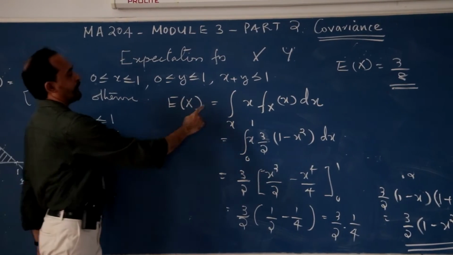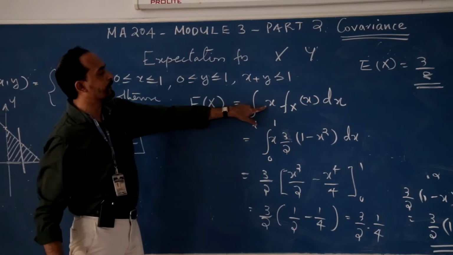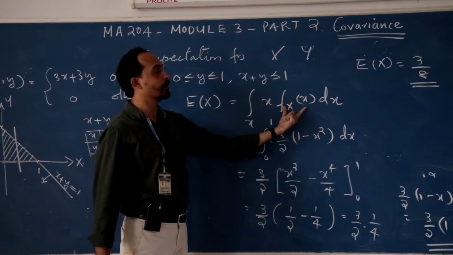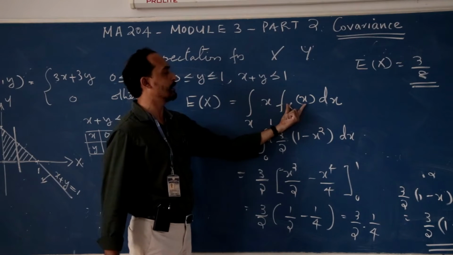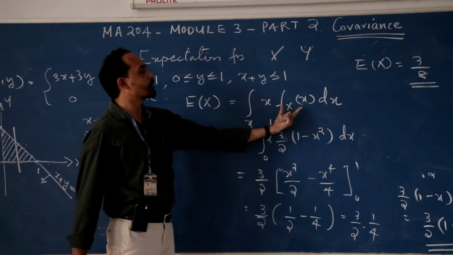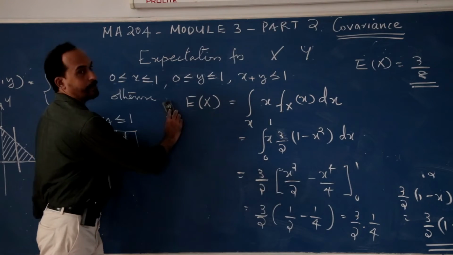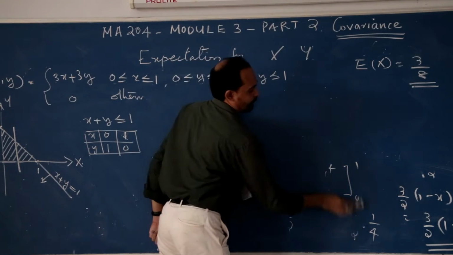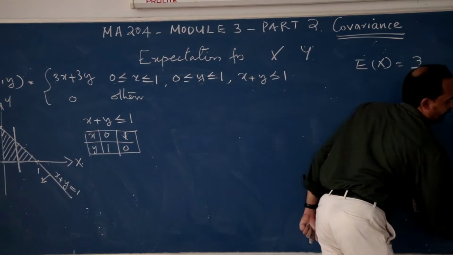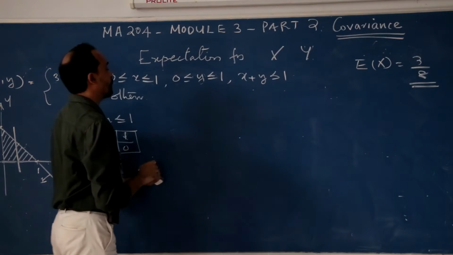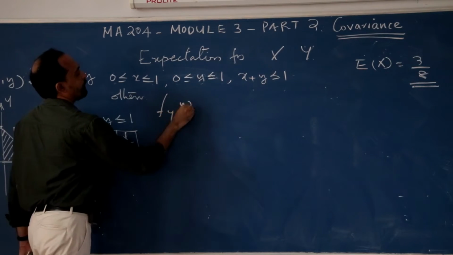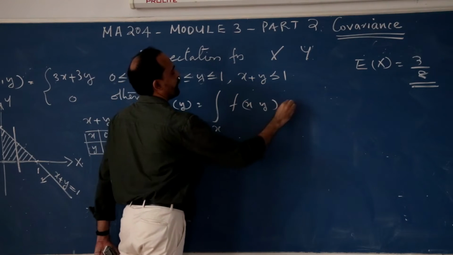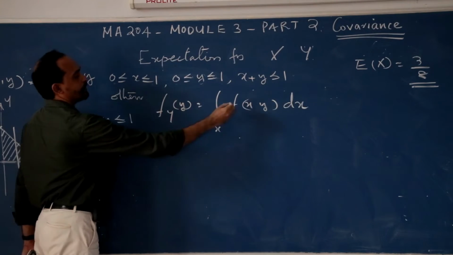So formula once again, expectation of x is equal to integral of x into f_X(x) dx. In the previous module it was f of x, probability density function of x, here marginal distribution function of x. In a similar way, we are evaluating marginal distribution function of y, f_Y(y), integral over x of f of xy dx. Integration with respect to x.